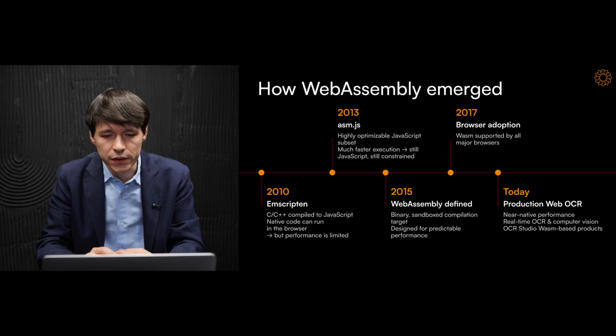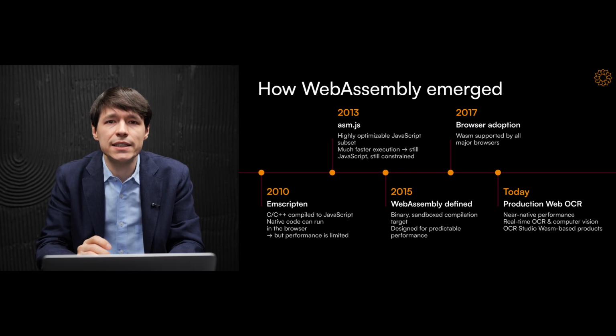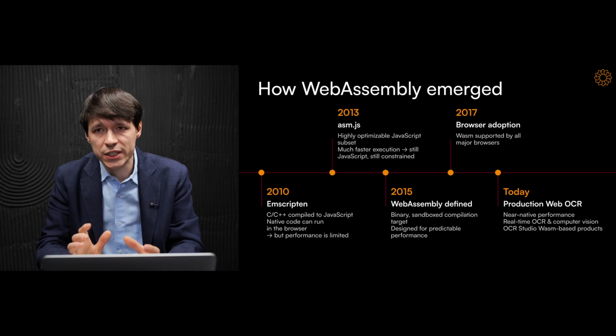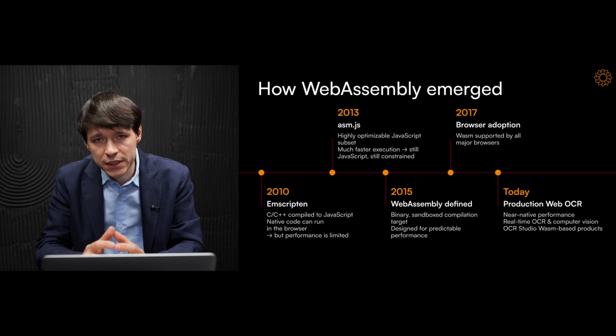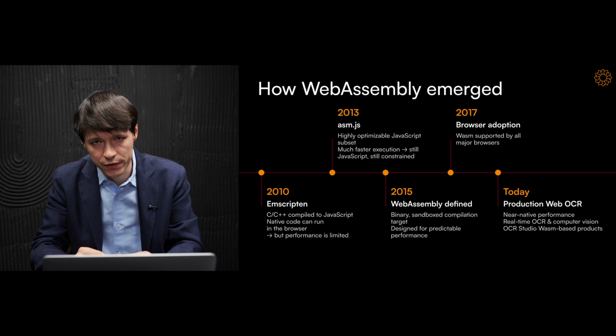A few years later, in 2013, Mozilla introduced ASM.js. It was a carefully restricted subset of the language, so highly optimizable subset of JavaScript.